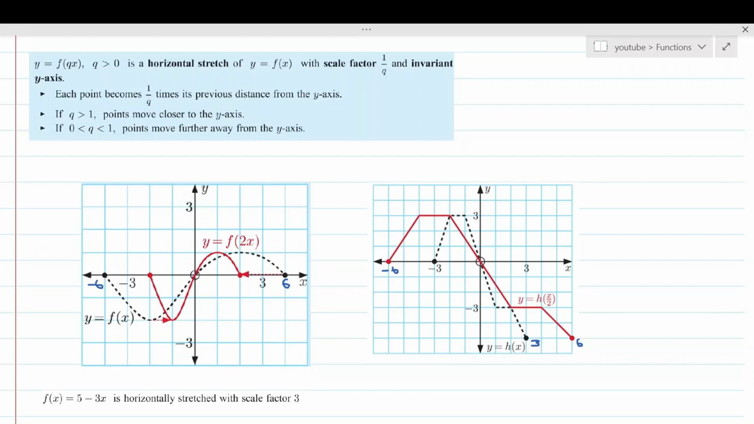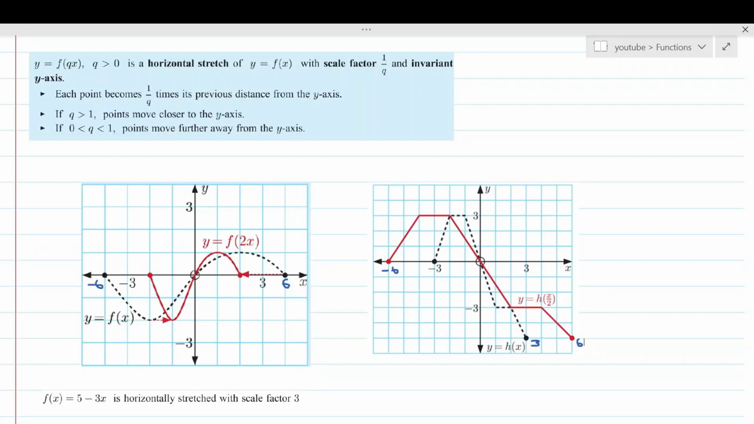In this video, we'll be learning about another transformation of function called the horizontal stretch. If you want to learn about the vertical stretch, check out the other video on vertical stretch, and we'll dive into horizontal stretch in this video.